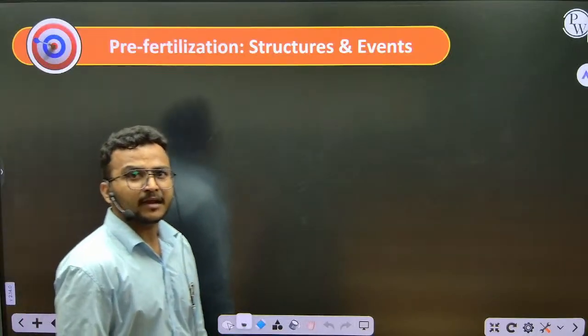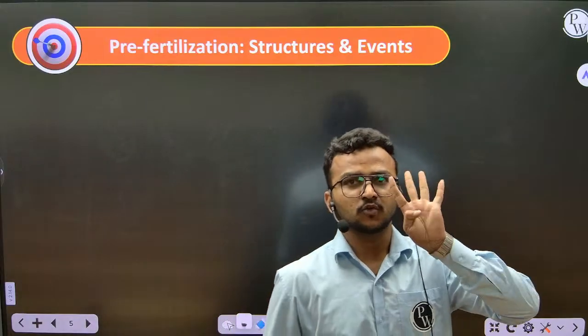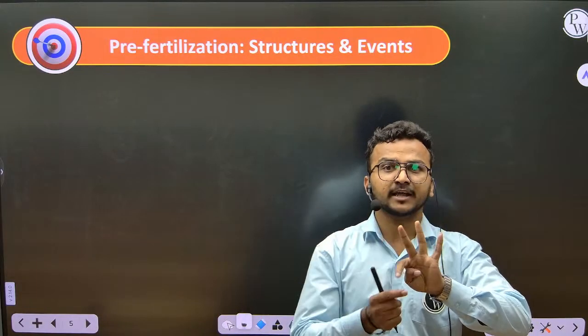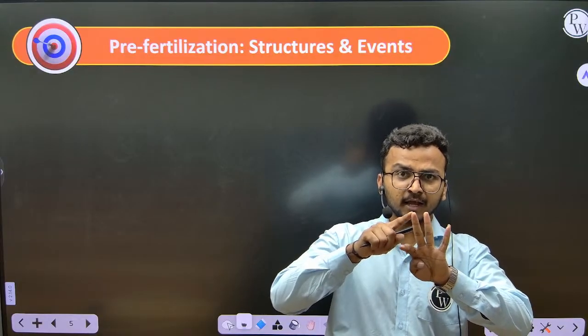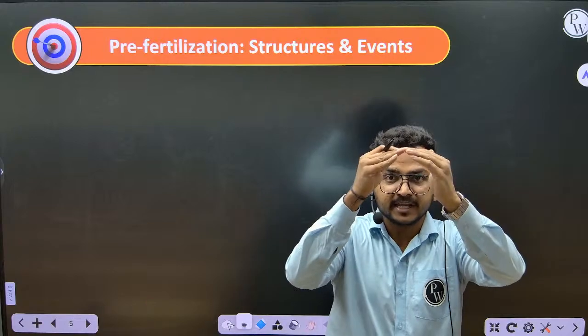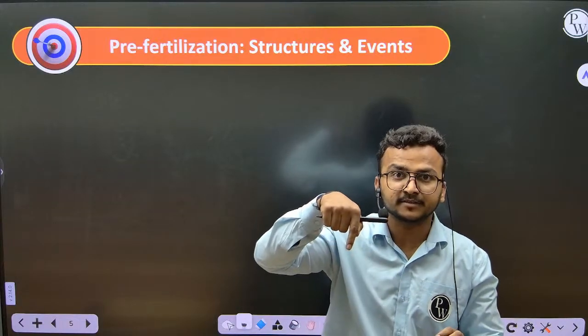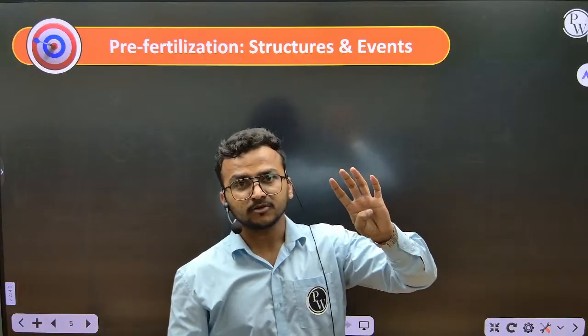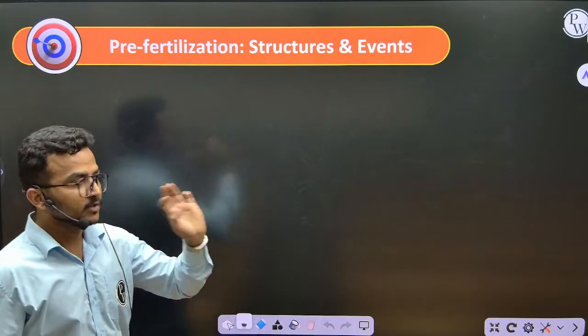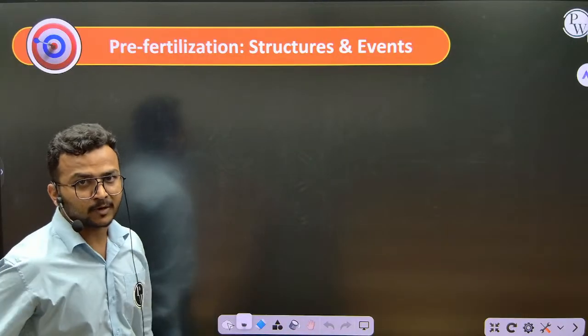So there will be four whorls: two are reproductive whorls, which are directly involved in reproduction, and two are protective whorls, which cover the reproductive part. That is, the calyx and corolla cover the androecium and gynoecium, giving protection to them.